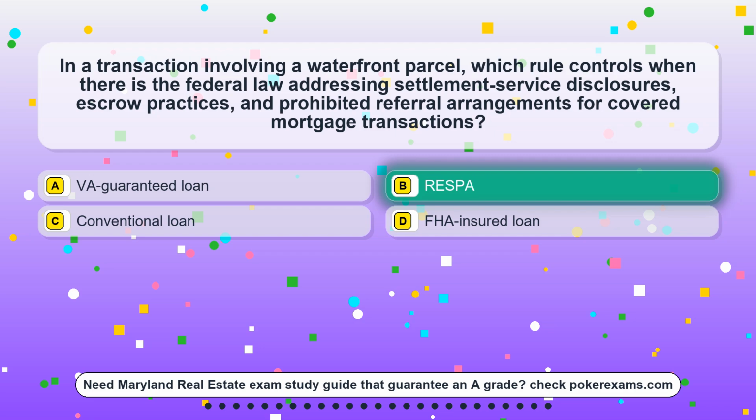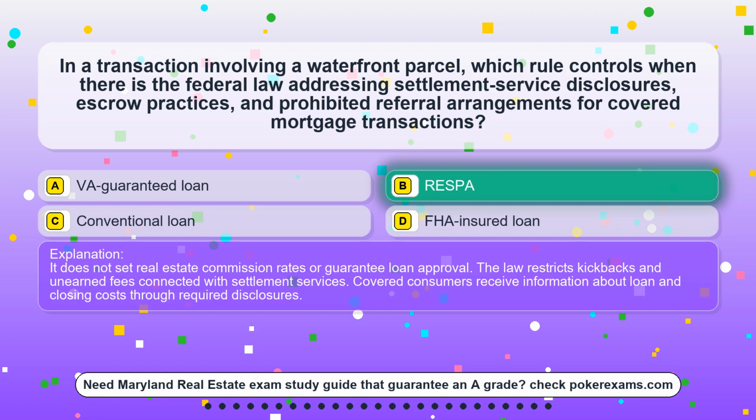The correct answer is option B, RESPA. It does not set real estate commission rates or guarantee loan approval. The law restricts kickbacks and unearned fees connected with settlement services. Covered consumers receive information about loan and closing costs through required disclosures.